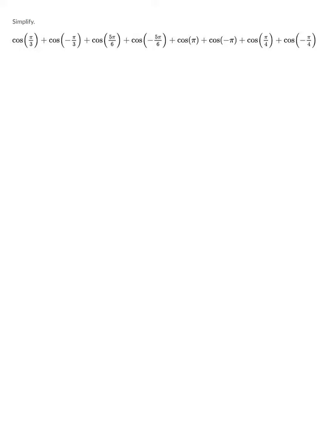So the main way to approach this problem is to work out each of these 8 terms individually using your knowledge of the unit circle and then adding them together. The first 2 work out to a half, the next 2 work out to negative radical 3 over 2, the next 2 terms work out to 1, and the last 2 terms work out to radical 2 over 2.